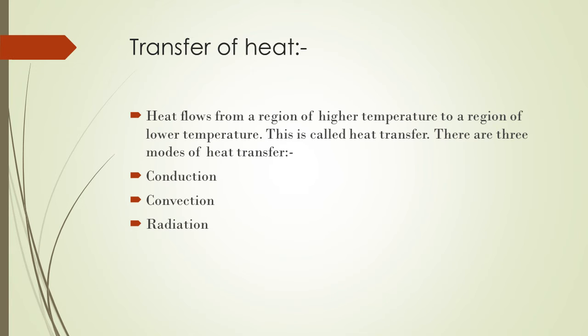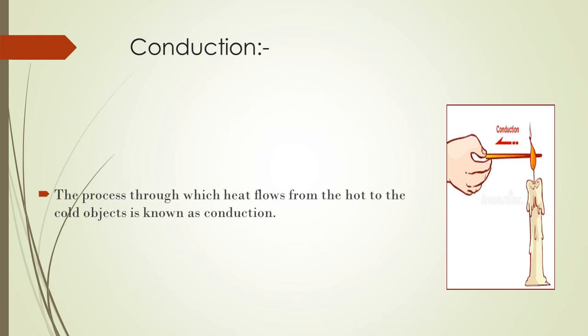Transfer of heat. Heat flows from a region of higher temperature to a region of lower temperature. This is called heat transfer. There are three modes of heat transfer. The first one is conduction, the second is convection, and the third one is radiation. Conduction. This is the process when heat transfers from one object to another object. The process through which heat flows from the hot to the cold object is known as conduction.